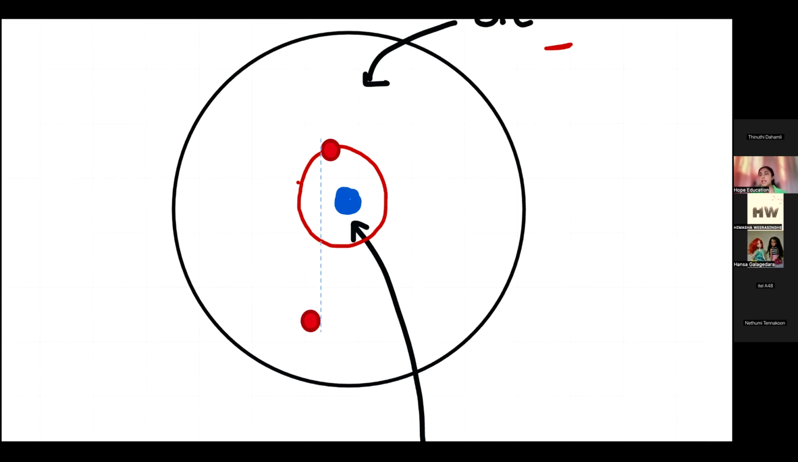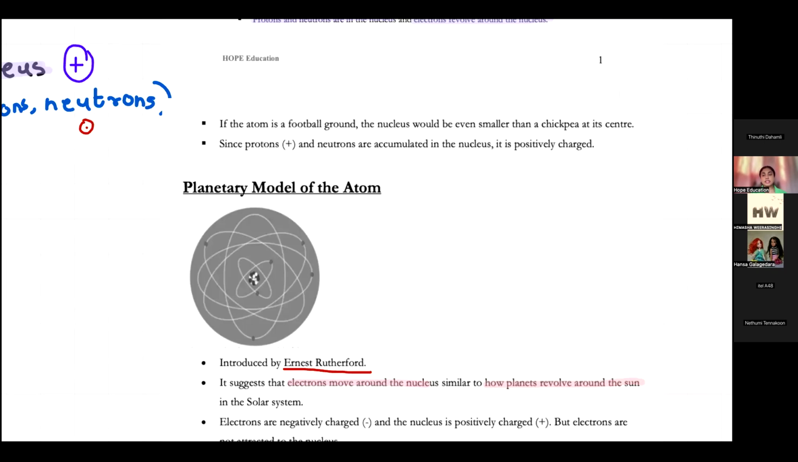Very fast. Not slow like planets. Electrons are very fast. So that is what it says here.